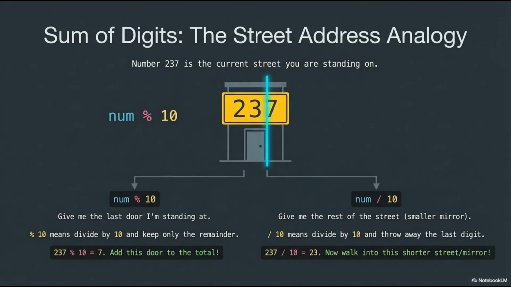Okay, let's try one more to really lock this in. How about summing the digits of a number? For this, let's switch our analogy to a street address, say 237. We're going to use two simple math tricks here. The modulo operator, that's the percent sign, gives us the remainder of a division. So 237 % 10 gives us 7. It basically peels off the last digit. Then regular old integer division, 237 divided by 10, gives us 23. It lops off that last digit. See how that gives us a smaller version of the same problem?